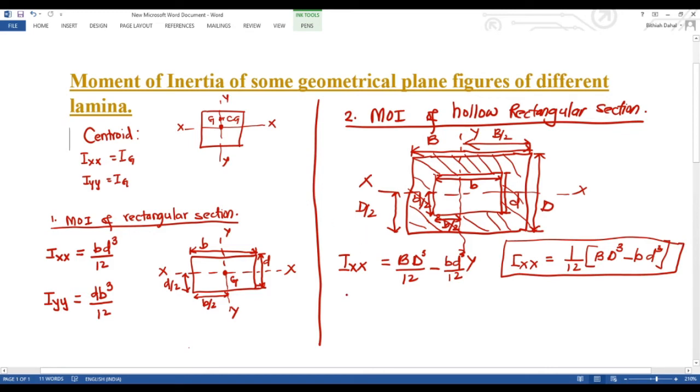Similarly, I want to find the moment of inertia about Iyy. In the previous case, for Iyy, what was the formula? It was DB cube by 12. So it's going to be similar here.